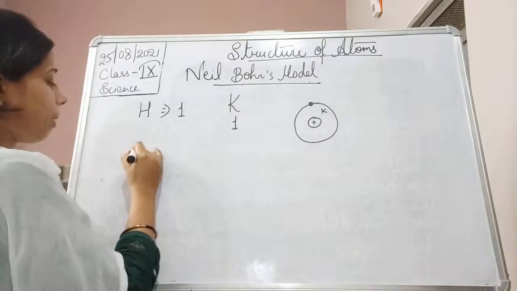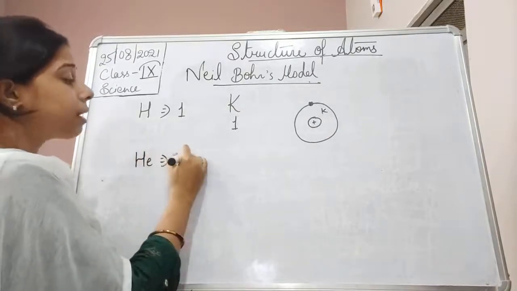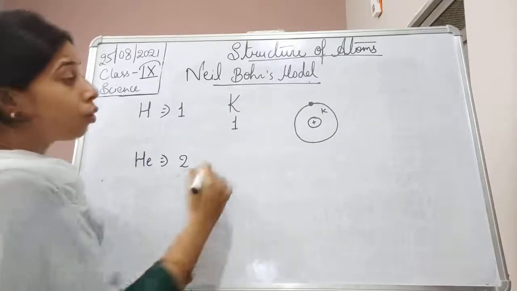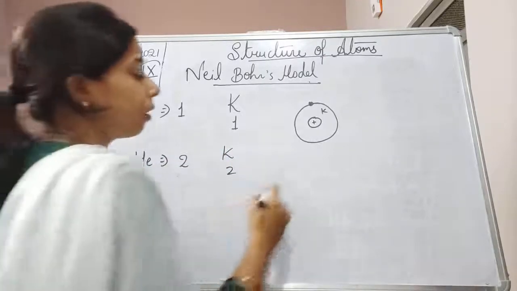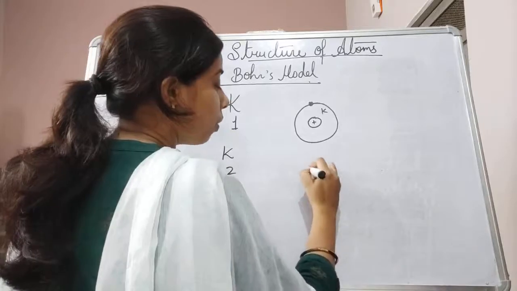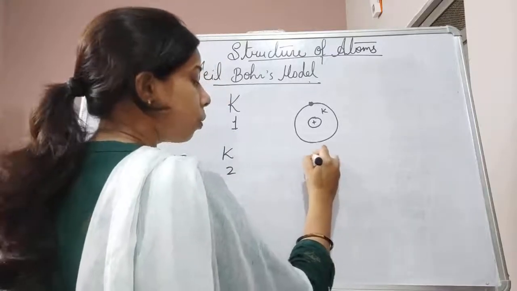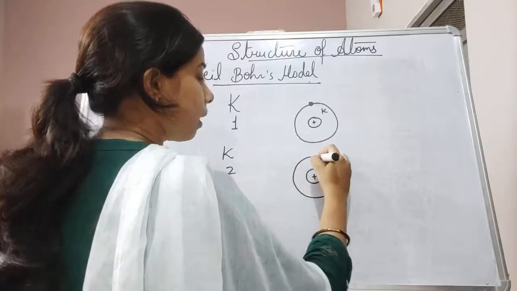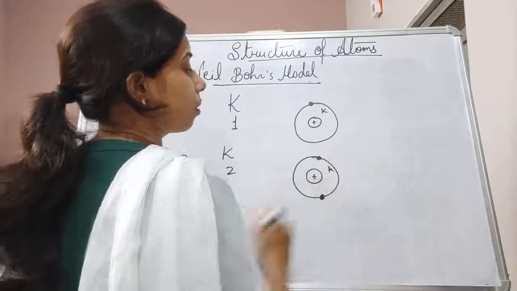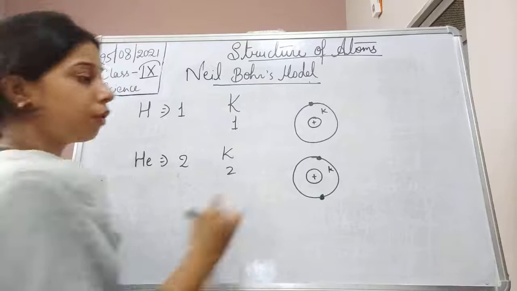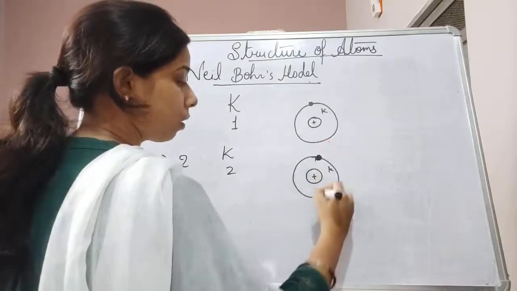Then if we talk about helium, helium is having atomic number 2. So the 2 electrons will enter into the K shell. Now the structure will be, this is the nucleus, this is the K shell around it, and here it is having 2 electrons. So the structure will be like that.